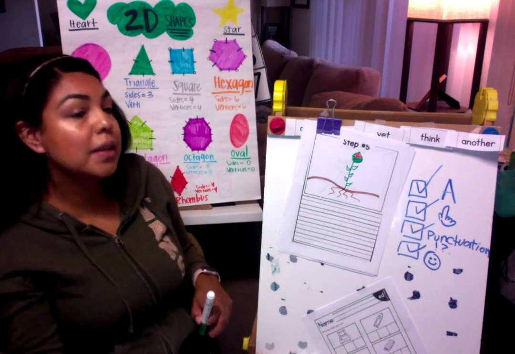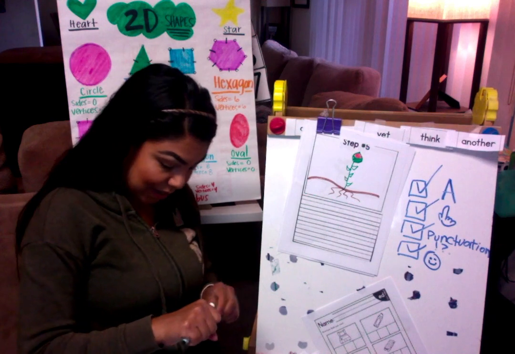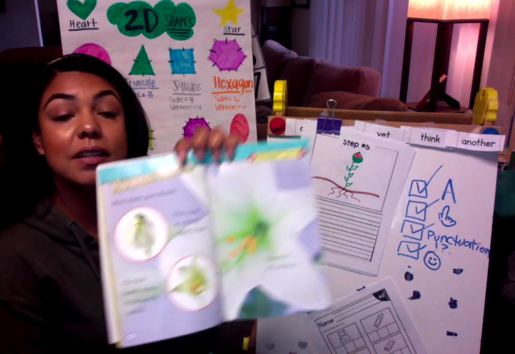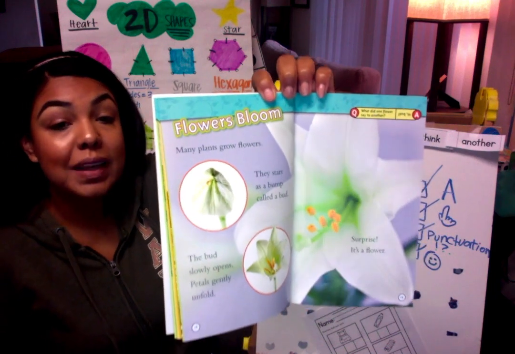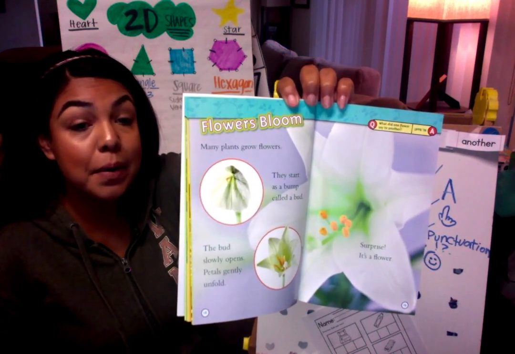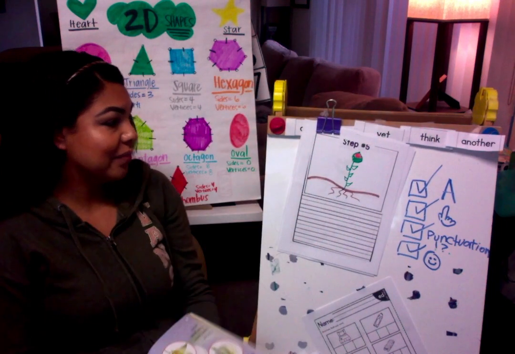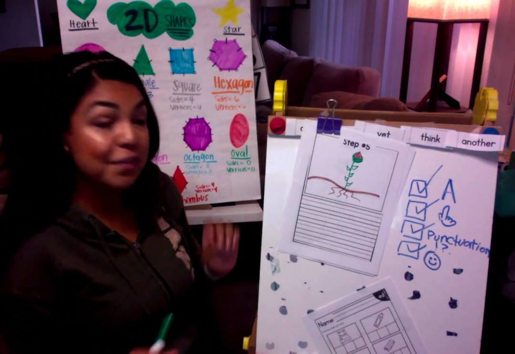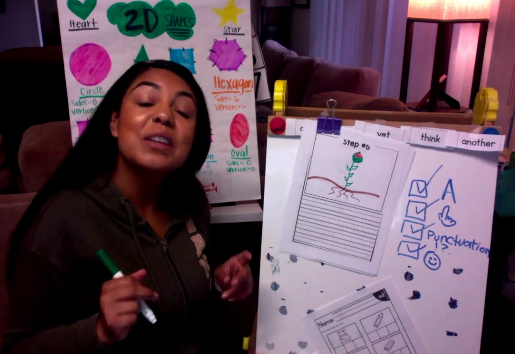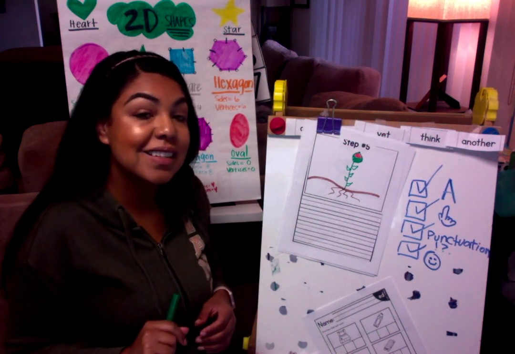So what did we say that buds are? Good. We talked about buds being how the plants grow, right? Flowers blooming. Good. Many plants grow flowers. They start as a bump called a bud. Okay? So step number 5. Our plant gets a bud. Good. You can write that. Very good.